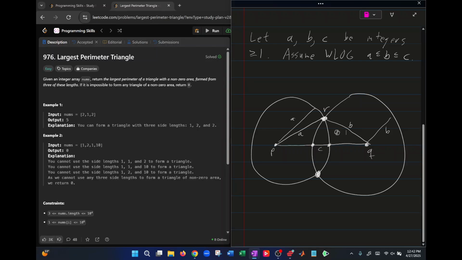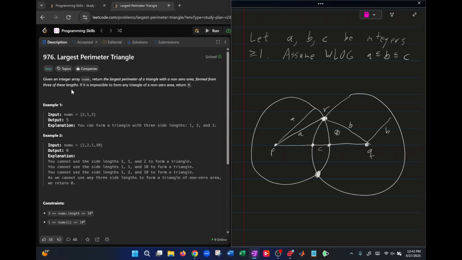But basically, using those theorems, you get a proof that indeed, if A plus B is less than or equal to C, then you cannot form a triangle. And if A plus B is greater than C, then you can form a triangle.